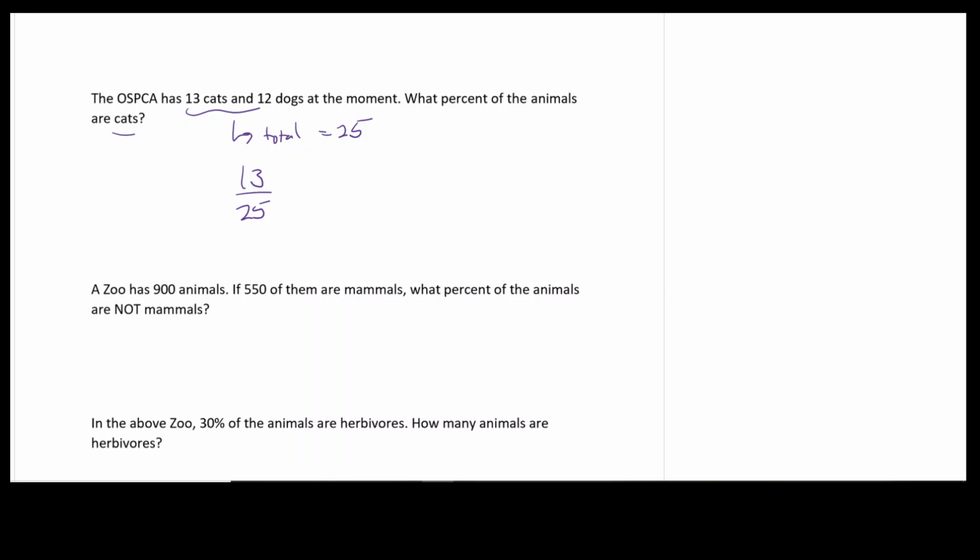And all I want you to do here is 13 divided by 25 and then times 100. And you'll get just over 50%, 52%.